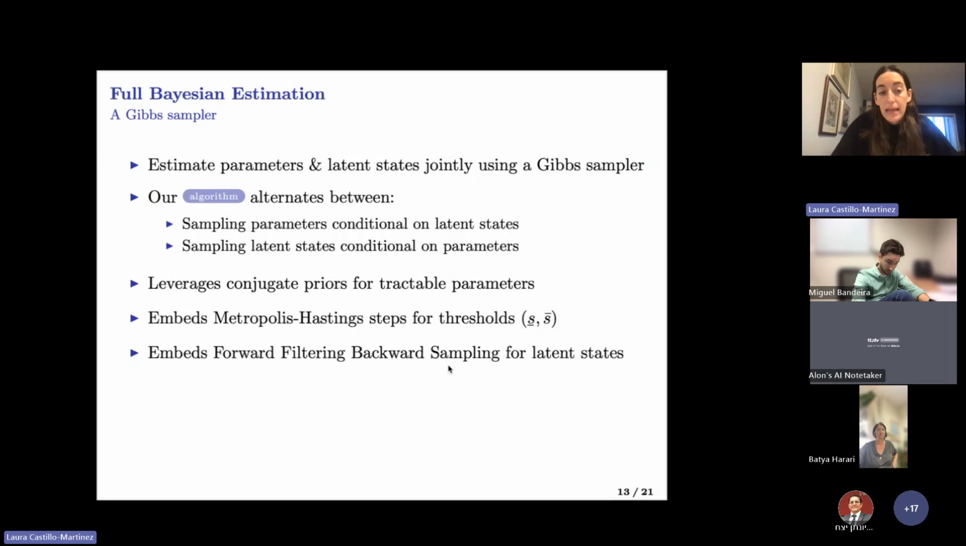Then finally, as I was saying, for the second block, we're going to be embedding this forward filter and backward sampling whenever relevant for the latent state. This is what I was just explaining a second ago.